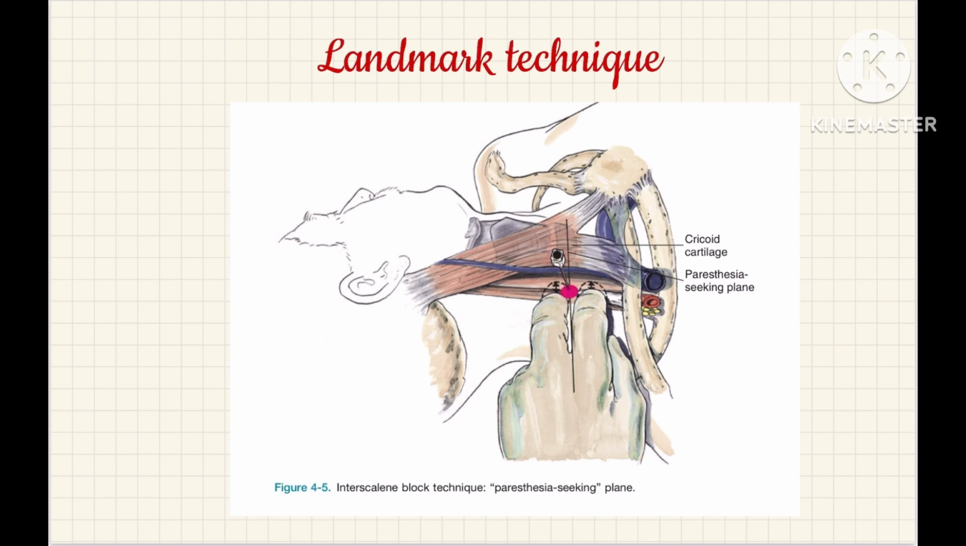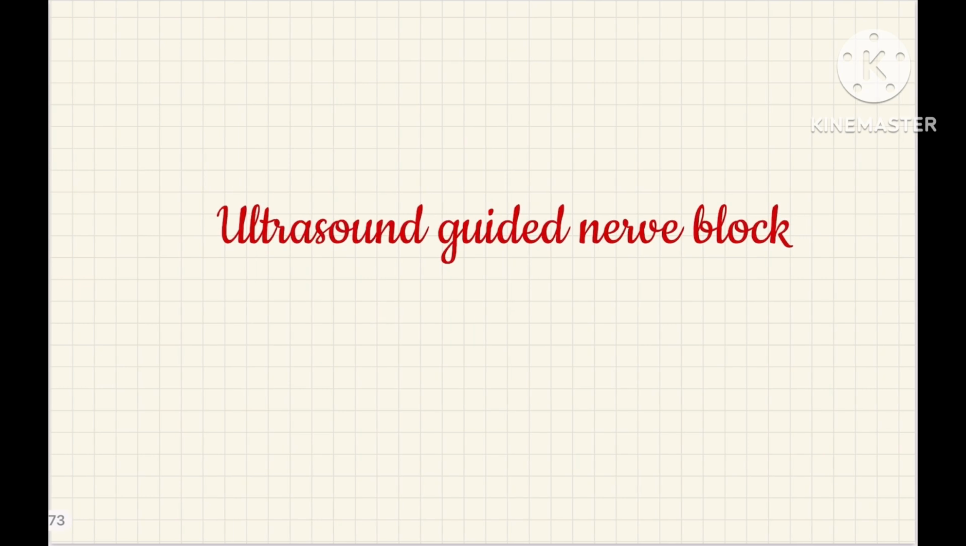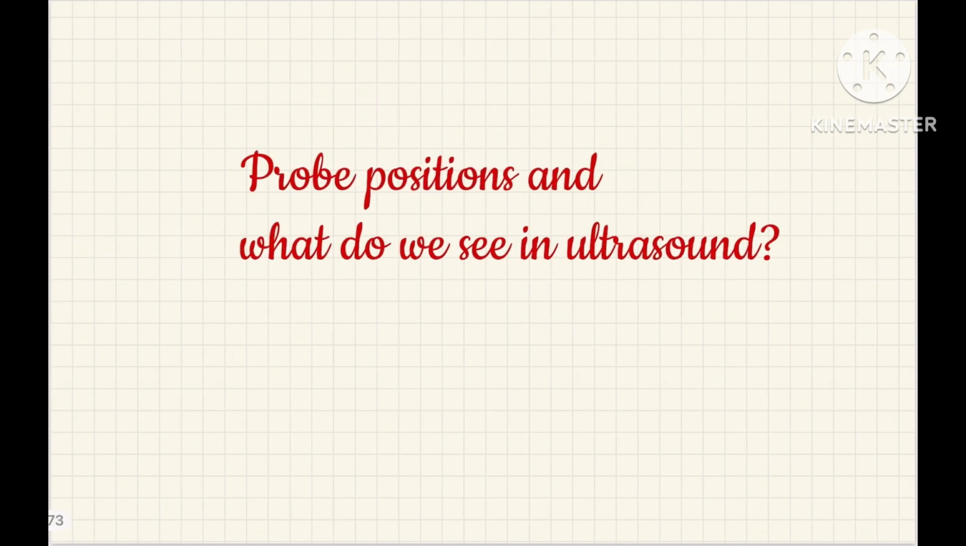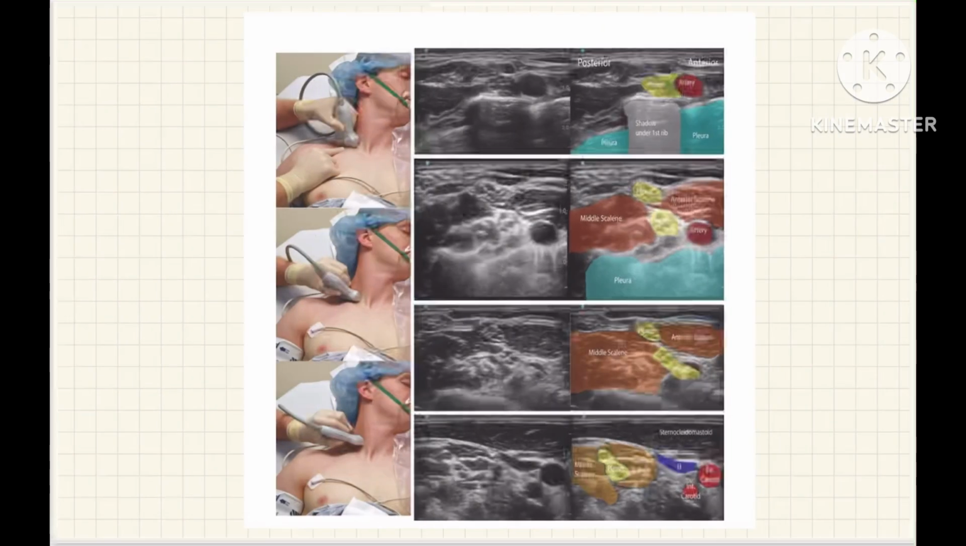Now that we have established the landmark technique, let's see the ultrasound guided nerve block. For ultrasound guided nerve block, we need to know the probe position, the patient position, and what we see with the different probe positions. So let's see the different probe positions and what we see in the ultrasound.